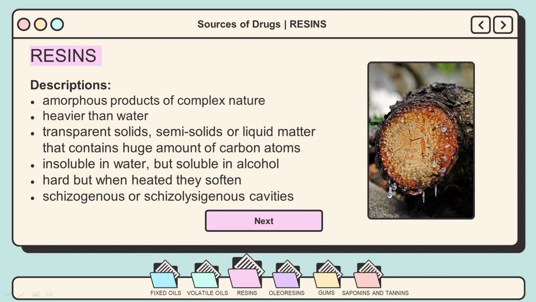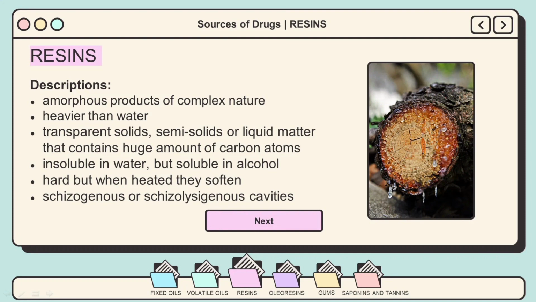They are transparent or translucent solids, semi-solids, or liquid substances containing a large number of carbon atoms. They are insoluble in water but soluble in alcohol, volatile oils, fixed oils, chloral hydrate, and non-polar organic solvents like benzene or ether. They are hard, electrically non-conductive, and combustible masses. When heated, they soften and ultimately melt.